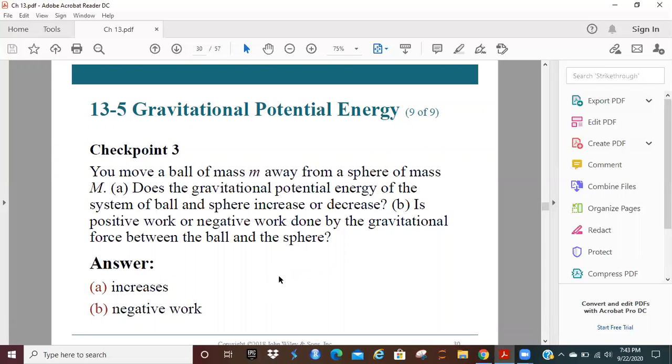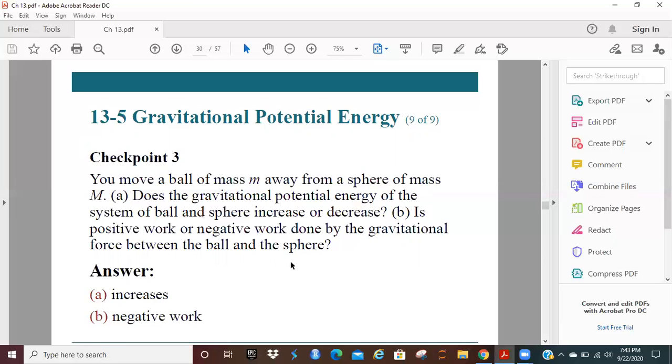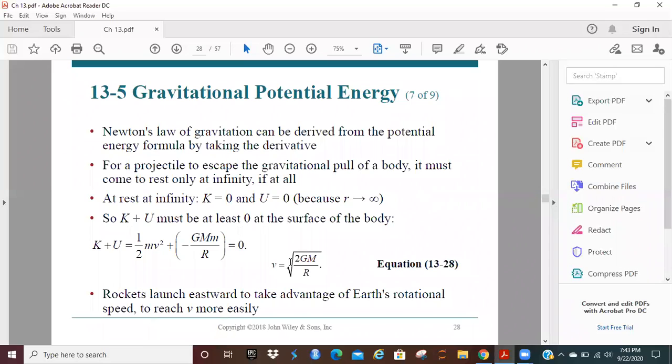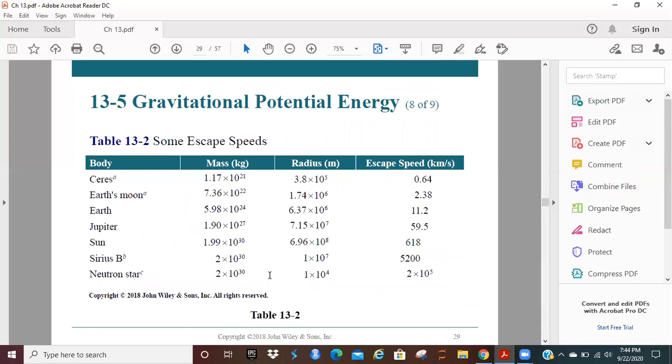So you move a ball of mass m away from a sphere of mass big M. Does the gravitational potential energy of the system of ball and sphere increase or decrease? Well, let's go back and take a look. There's the formula for potential energy. We're increasing this distance. The masses don't increase. But as this increases, the denominator gets smaller, and you're taking a set number up here and dividing it by a smaller number, which means it's going to get an even bigger number.